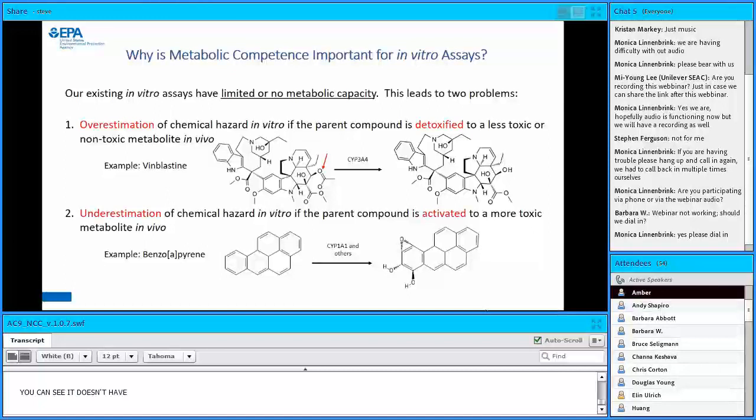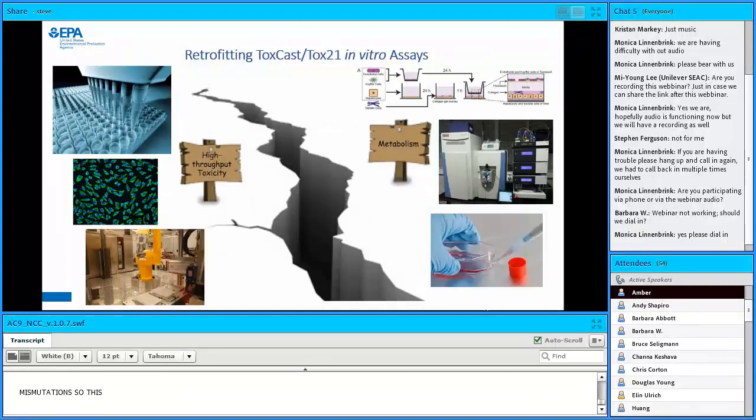But in vivo, it is metabolized by cytochrome P450, particularly CYP1A1, 1A2, and a couple of others, to form an epoxide, which is the metabolite you see on the right. This epoxide form does form DNA adducts, which when misrepaired lead to mutations and cause cancer. So benzo[a]pyrene is a known carcinogen in vivo, but one that's largely inactive in vitro because it's not metabolized. So we know not having metabolism in our test systems is a problem.